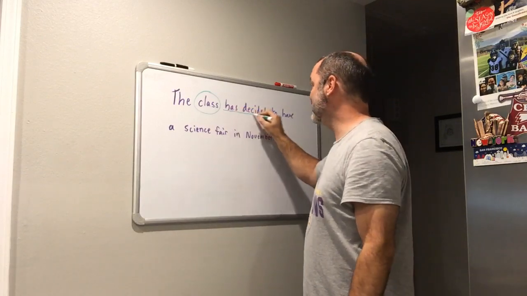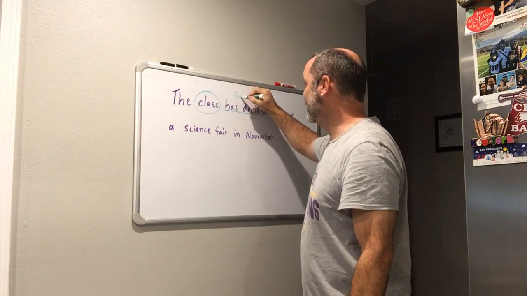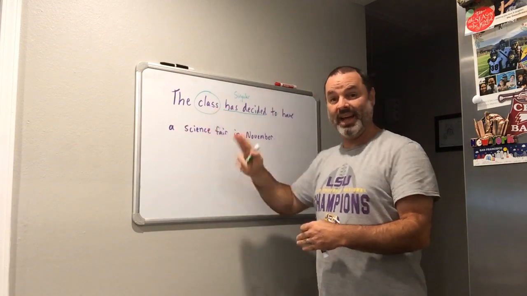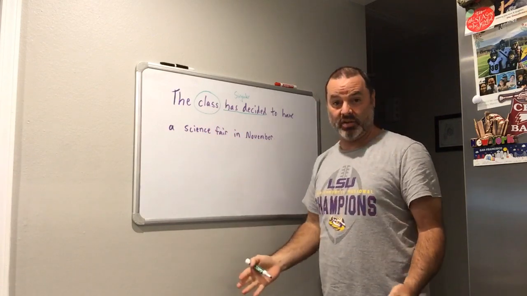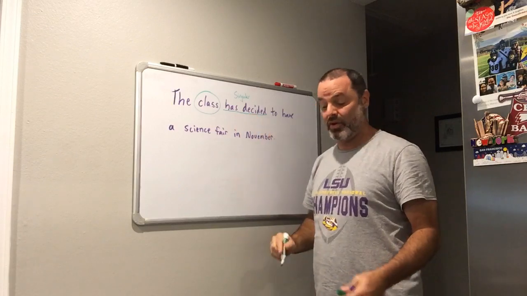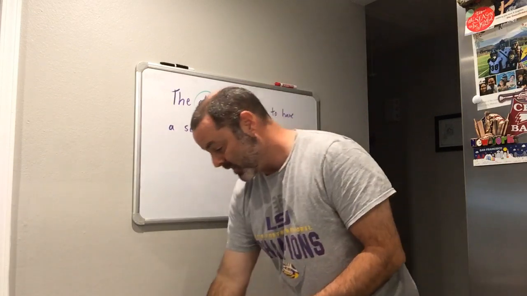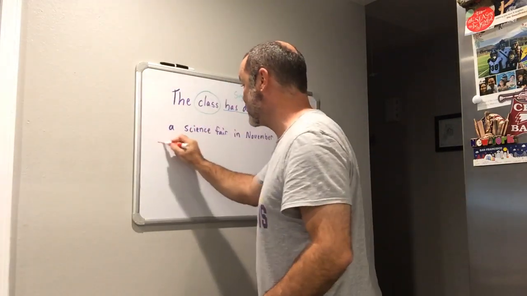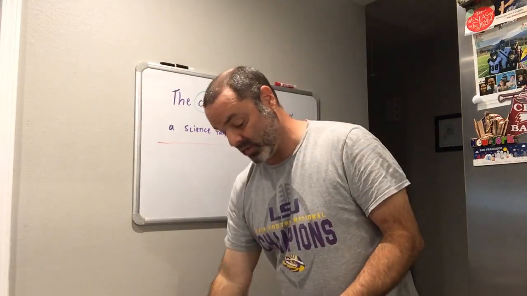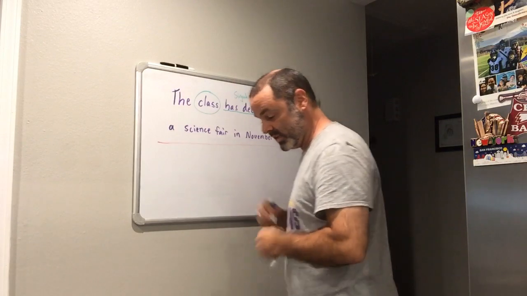Has decided. This would be singular because the usage of the collective noun class in the sentence is singular, talking about the class as a whole. So this would need a singular verb. Conversely, if I wanted to use the class as the subject but talk about the individual members of the class, okay, that's going to be the second example.